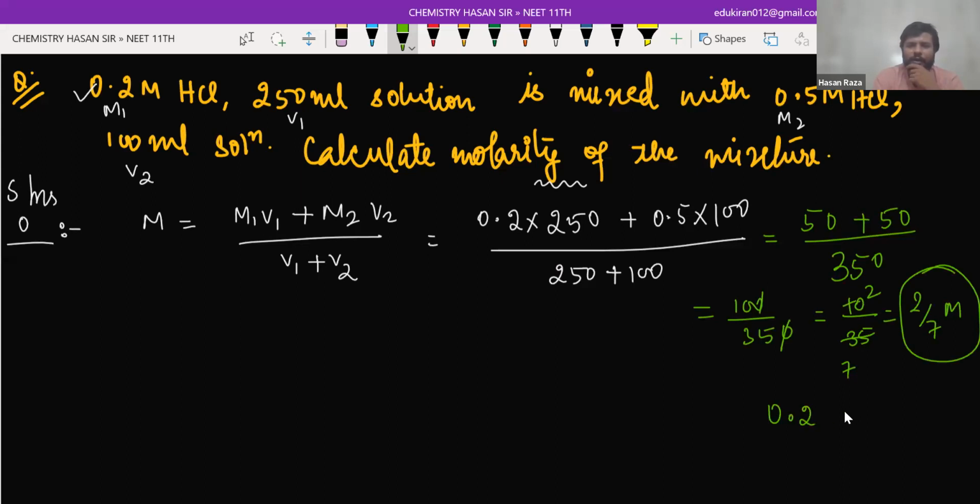2 divided by 7, 7 into 14... 0.2, and then how much? If you divide 20 by 7, 6 is left, 7 exits. So this will be the answer.